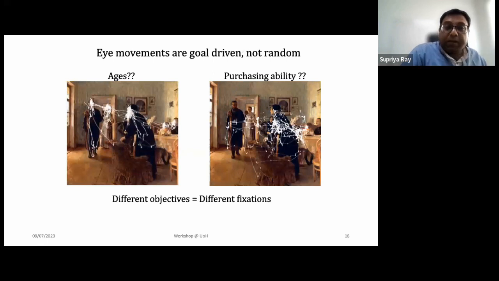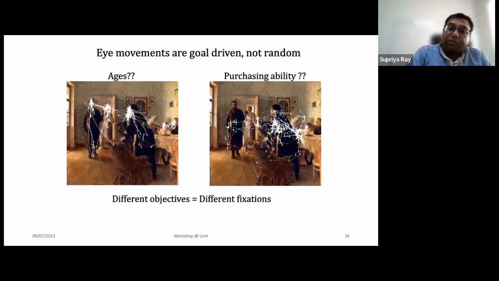For example, here he asked his subject, "What do you think the ages of the characters in the painting are?" When he asked about their age, you can see that the observer looked at the faces of the characters in the painting. But when he changed the question to, "What do you think is their material wealth?", the observer started looking at their dresses. Who is wearing more expensive dresses?